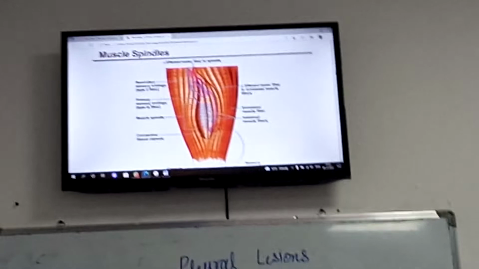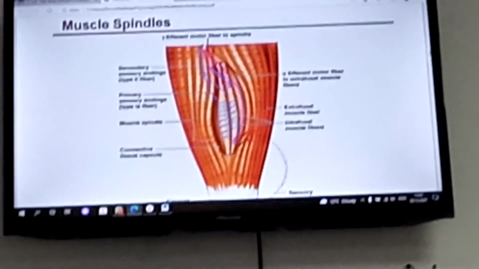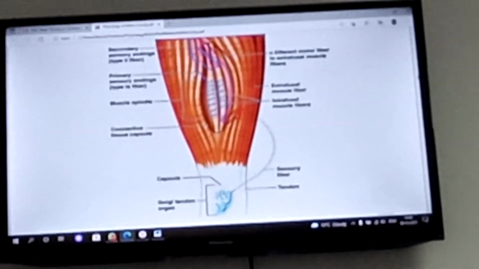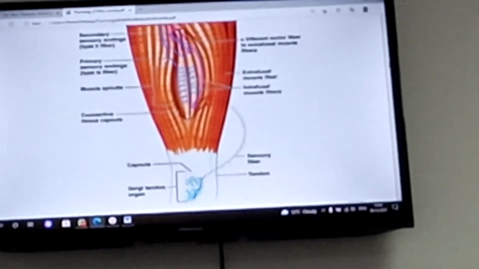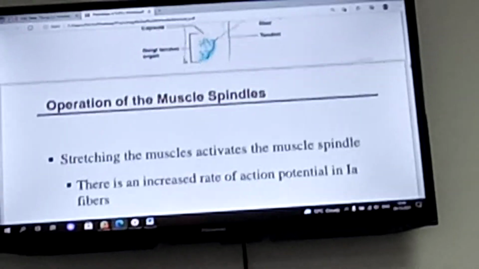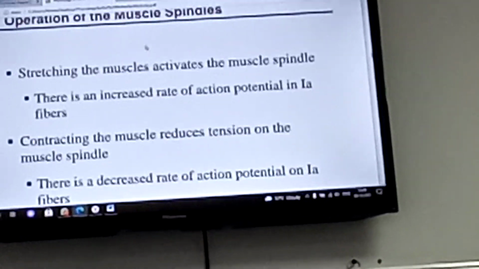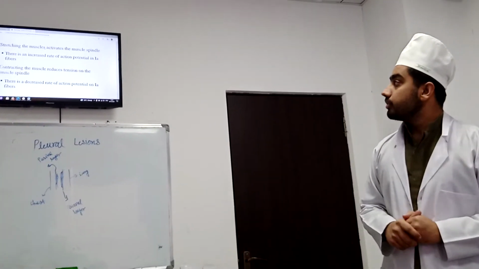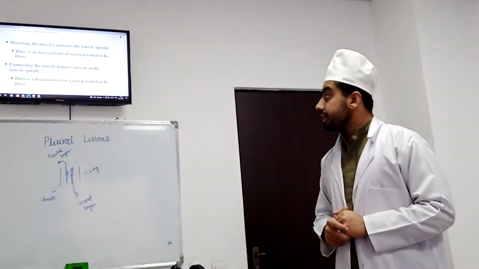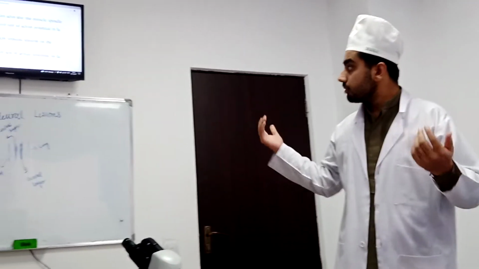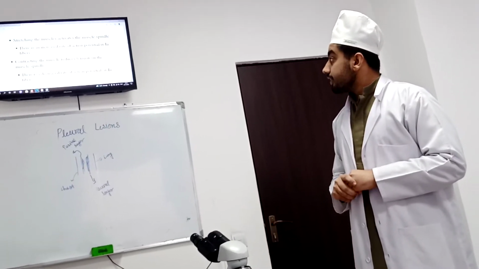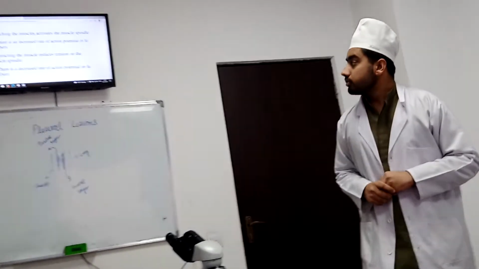Here is a diagram of muscle spindles, showing their diversity. Operation of a muscle spindle: stretching the muscle activates the muscle spindle, and there is an increased rate of action potentials in the fiber. Contraction of the muscle reduces the tension on the muscle fiber, so there is a decreased rate of action potentials in the fibers.